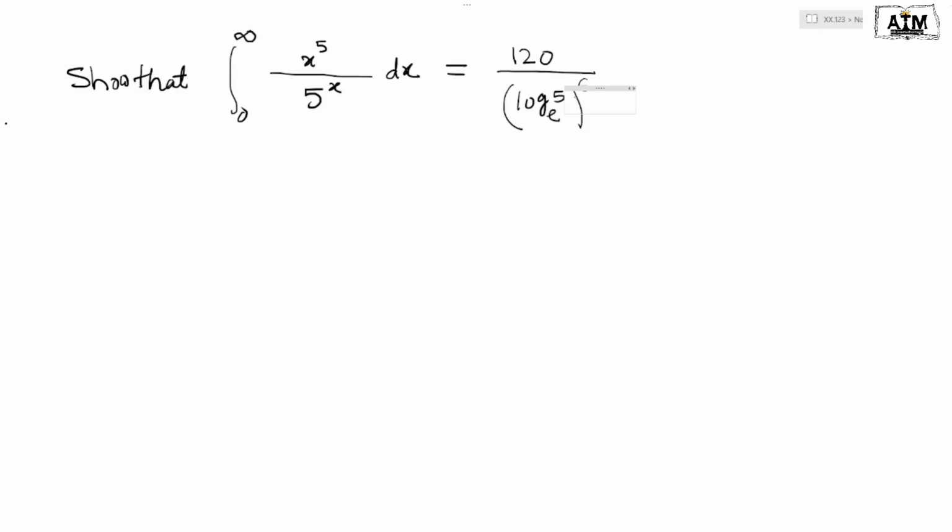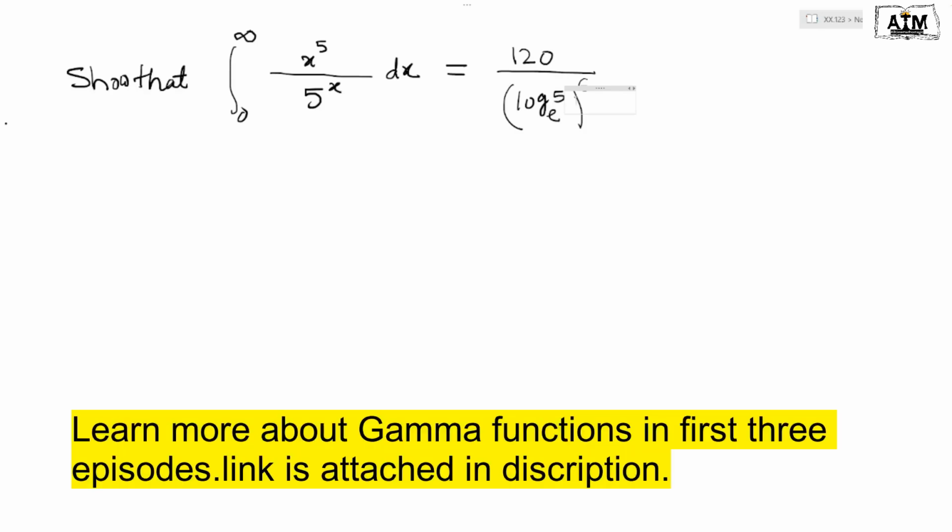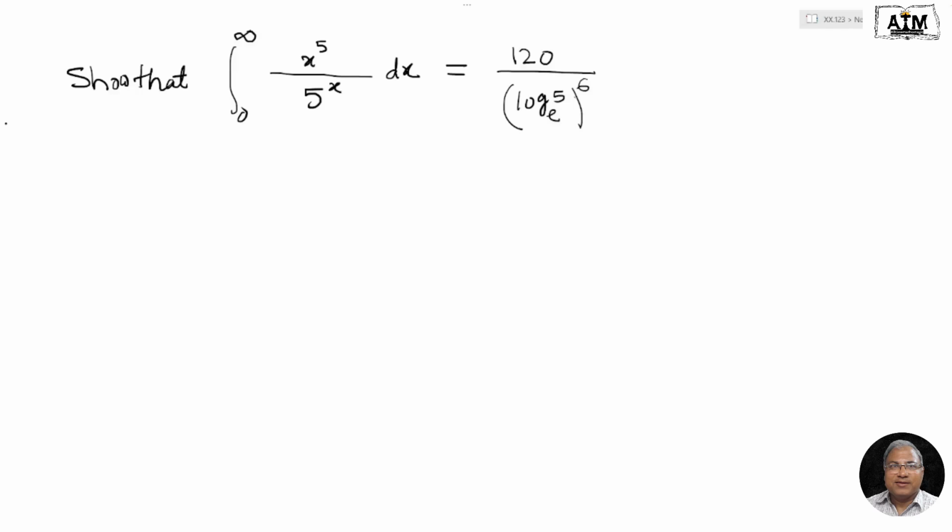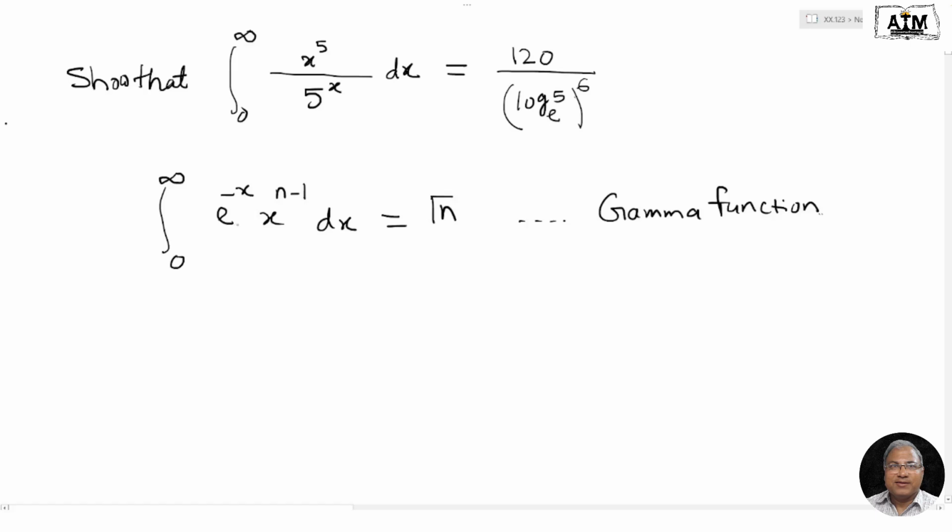Integration from 0 to infinity of x raised to 5 divided by 5 raised to x with respect to x is equal to 120 divided by (log 5 to the base e) whole raised to 6. And the value of integration from 0 to infinity of e raised to minus x into x raised to n minus 1 with respect to x equals gamma n. So this is the gamma function, and in this gamma function n is nothing but called the parameter.